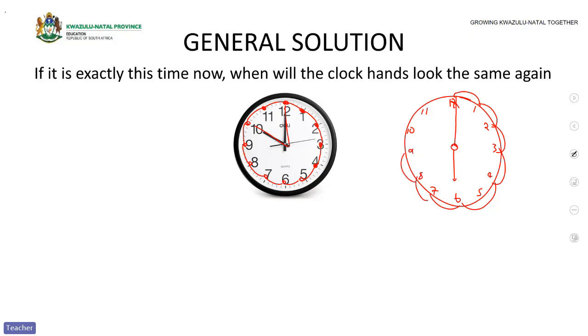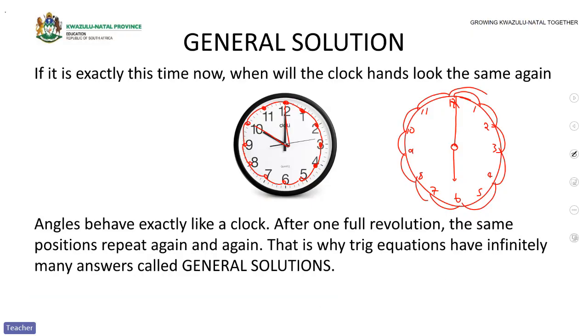I'm sure that if it is 6 o'clock now in the evening, it will be 6 o'clock again in the morning. So basically, that's how general solutions work, because in your trigonometric ratios or functions, angles behave exactly like a clock. After every full revolution, there is a new position, but the value will always be the same.